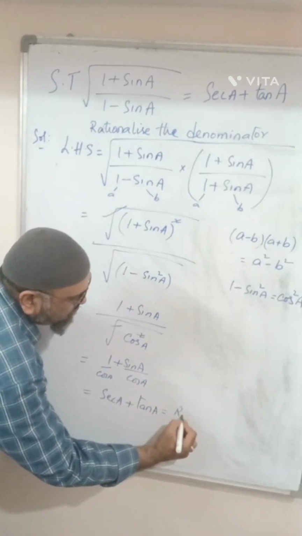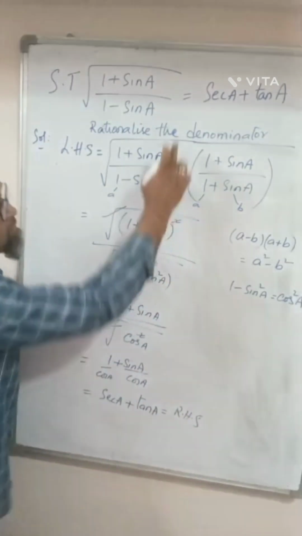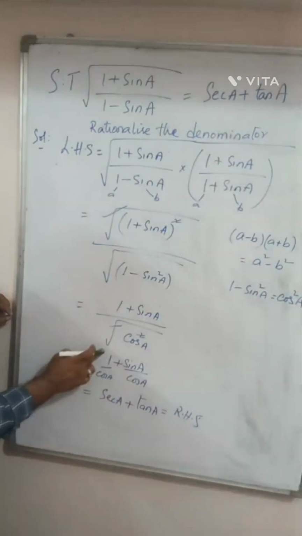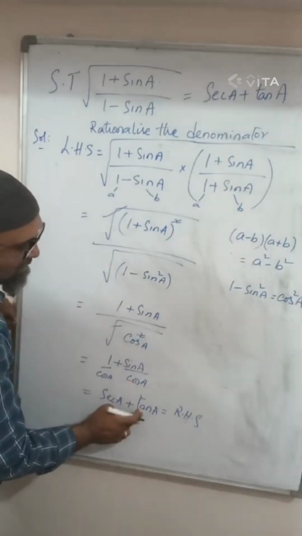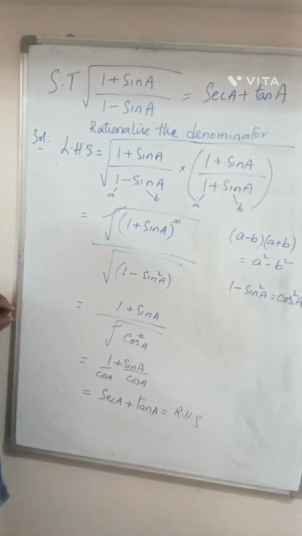So now we have proved this: secant A plus tan A. So 1 by cos A is secant A. Remember this. Sin A by cos A is tan A. Hence proved.